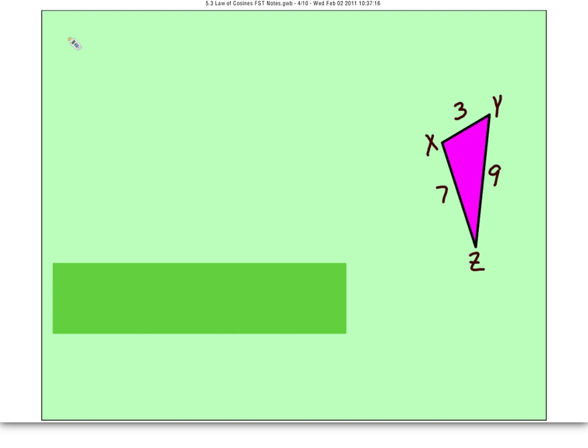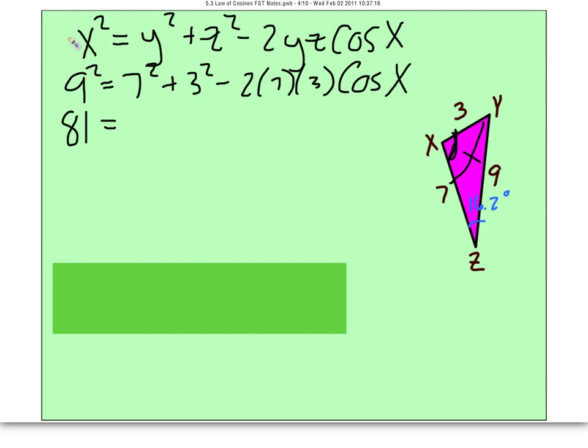So 9 squared, remember the y goes with the 7, and then the z is the 3. So 2 times those two side lengths, and keep the cosine as x. This is going to be 81. I'm going to bring together 49 and 9, so I'm going to write that as 58. And I'm going to do 7 times 3 times 2, which would be 42.